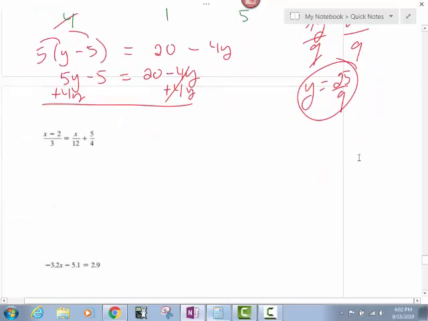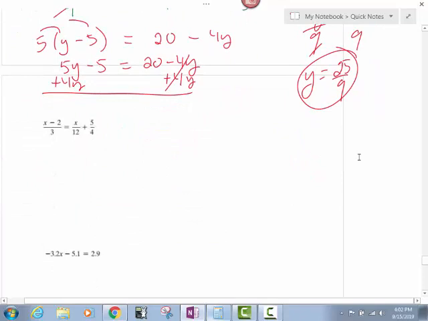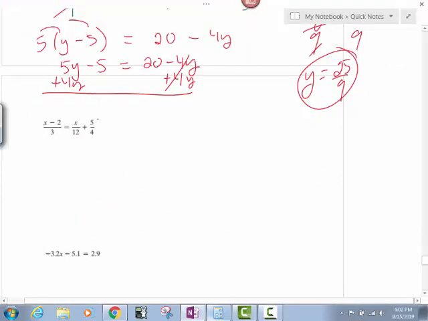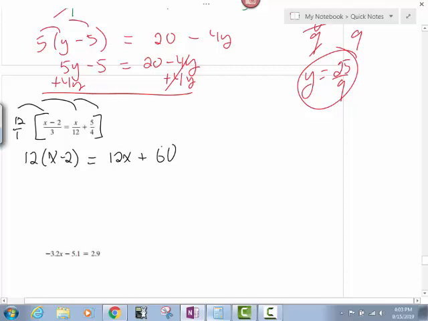Good. Let's try the same thing for this next problem here, okay? So, between 3, 4, and 12, 12 is going to be our common denominator. So again, I'm going to put that 12 in front here with my x minus 2 equals 12x plus 12 times 5 should give us 60. Okay. Remember, my bottom numbers stay the same.